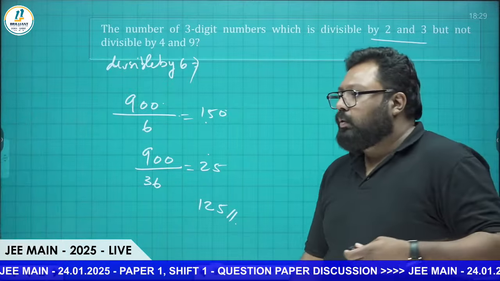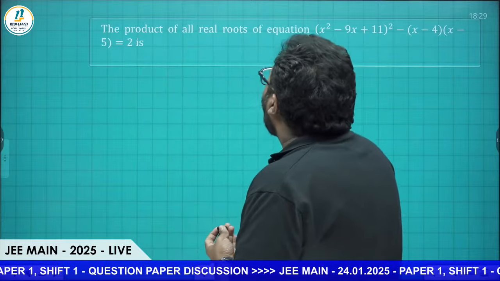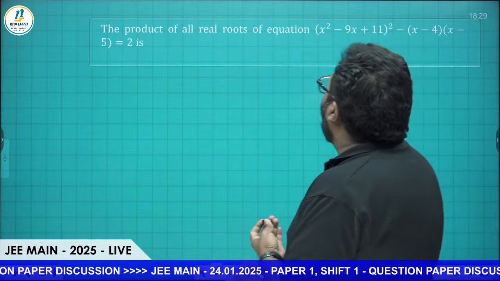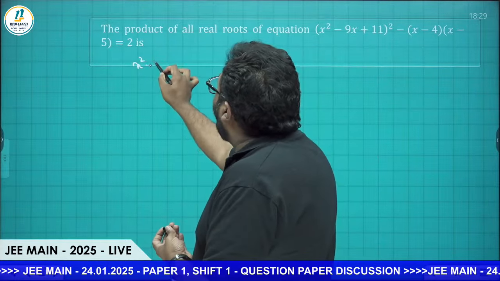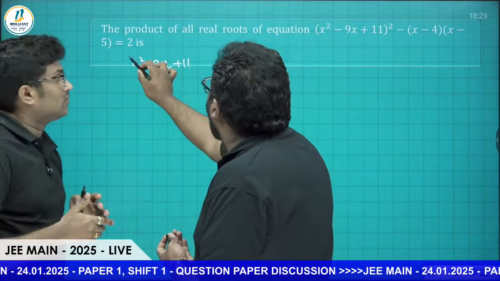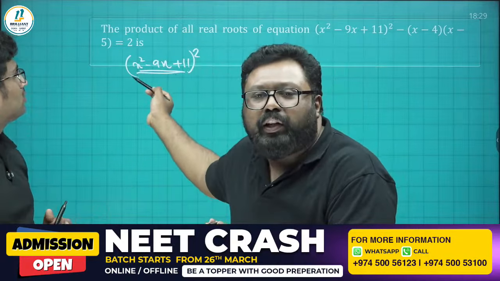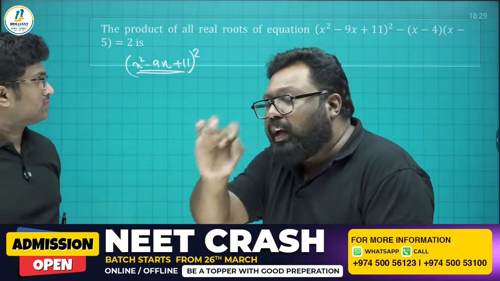Okay, my dear. So moving on to the next question, all of you. The product of all real roots of this equation, my dears. Can you please look at the equation here? x squared minus 9x plus 11, the whole squared. You can just check that the discriminant for this quadratic form is positive. Discriminant is greater than 0. So it is going to have real roots, definitely.